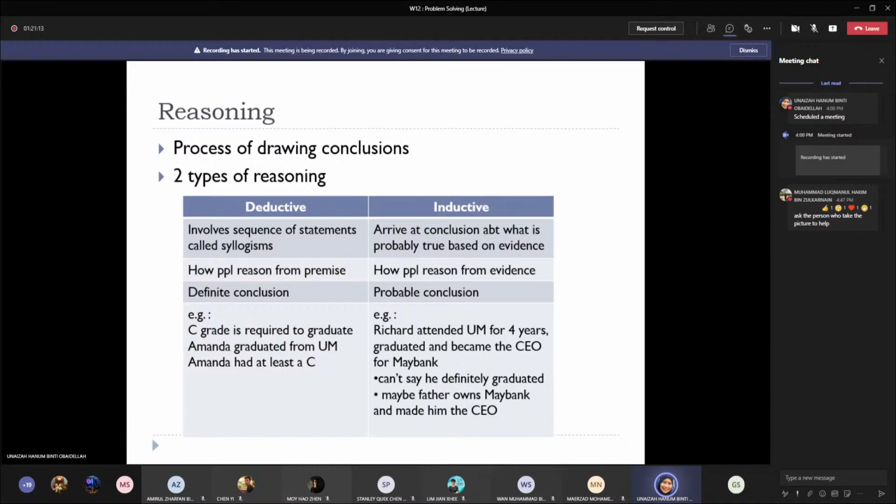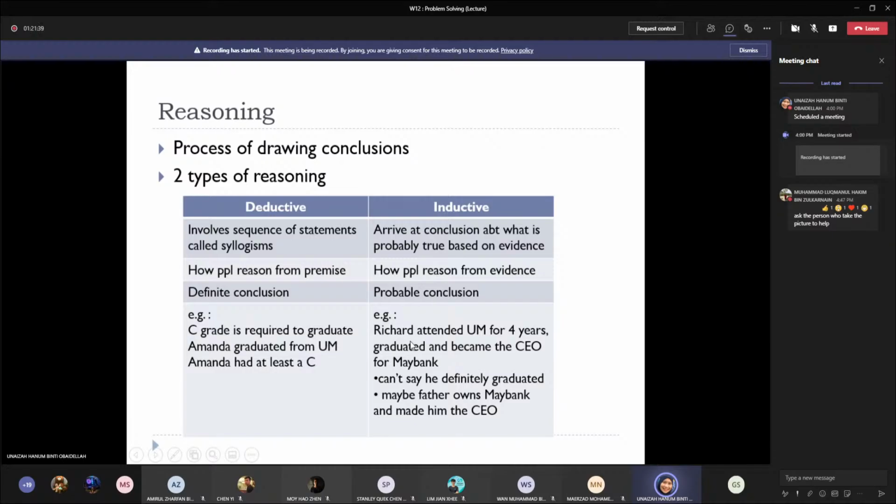But for inductive, it's more like evidence. Maybe we reach a conclusion because of a series of evidence we gain. For example, Richard attended UM for 4 years, graduated and became CEO of Maybank. We cannot say for sure whether or not he graduated. We can't say he definitely graduated. It only says that he attended UM for 4 years.